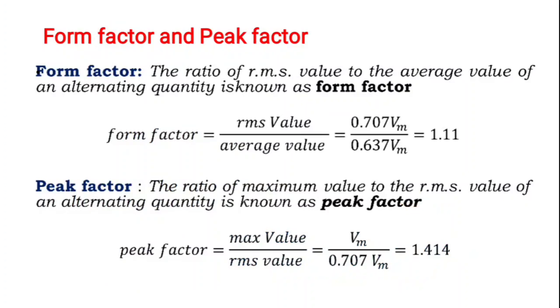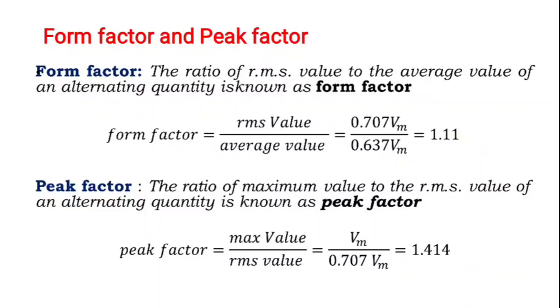Now let us discuss what we mean by the form factor and the peak factor. Form factor is the ratio of RMS value to the average value of an alternating quantity. When I say alternating quantity, it may be a current or a voltage. So the form factor is represented as RMS value divided by the average value. RMS value is 0.707 times of Vm, the average value is 0.637 times of Vm. Vm gets cancelled, then 0.707 divided by 0.637, we get around 1.11.